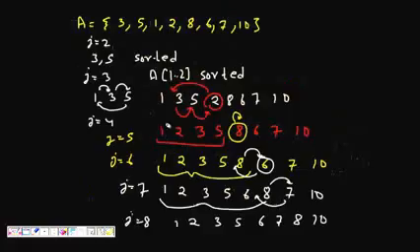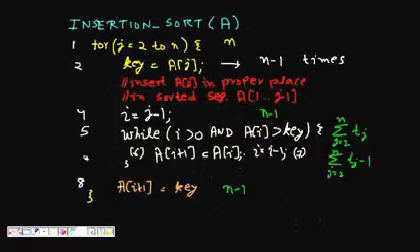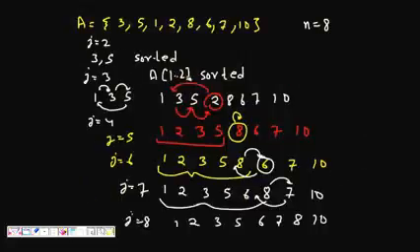So we will see one example. Let's say we have an array consisting of 8 numbers: 3, 5, 1, 2, 8, 6, 7, 10. So n is equal to 8. We start from j equal to 2 to n. An array of size 1 is already sorted.